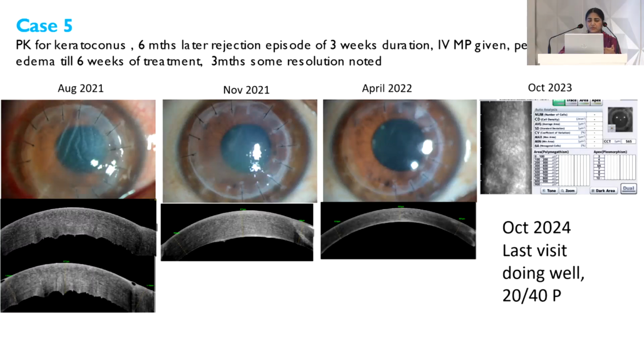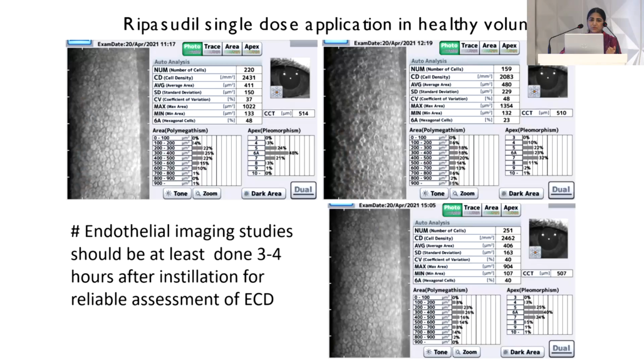Subsequently, there was a good recovery seen in April 2022. Thereafter, in October 2023, this is how the picture is, and this is the last visit, October 2024. At the last visit, she's doing well with a well-maintained vision of 20/40. We can always say that this was a case of keratoconus. Probably there was something to do with the redistribution of the endothelial cells, which could have accounted for a good recovery in this particular case.